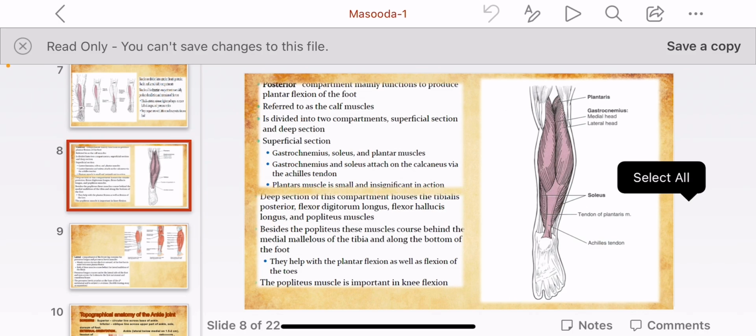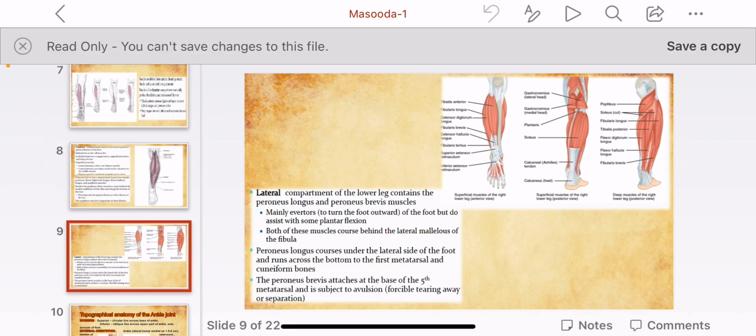The second one, the deep section of this compartment: tibialis posterior, flexor digitorum longus, flexor hallucis longus, and popliteus muscles. Besides the popliteus, these muscles course behind the medial malleolus of the tibia and along the bottom of the foot. They help with plantar flexion as well as flexion of the toes. The popliteus muscle is important in knee flexion.